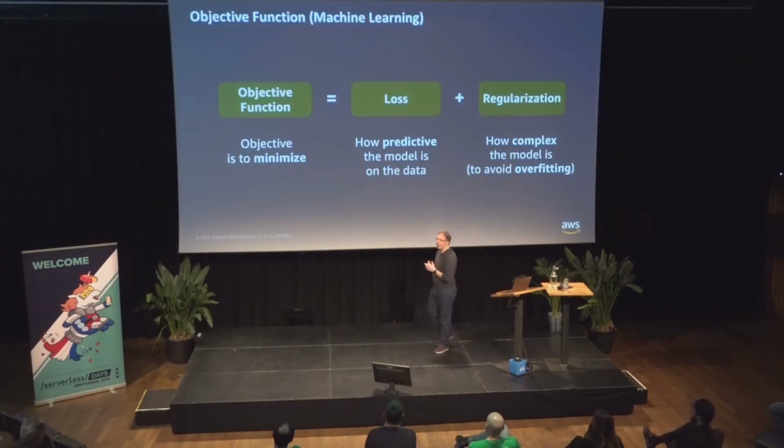Because when you create a machine learning model, to train it, you normally create what is called an objective function. In that case, you don't want to maximize it like fitness, but you want to minimize it. And the objective function in machine learning is computed by two terms. The first term is the loss. I create a machine learning model to maybe forecast the weather. The loss is summing up how good my model is at predicting the data that I already have.